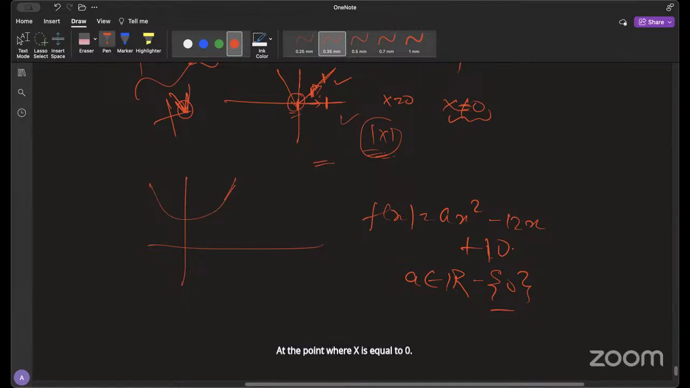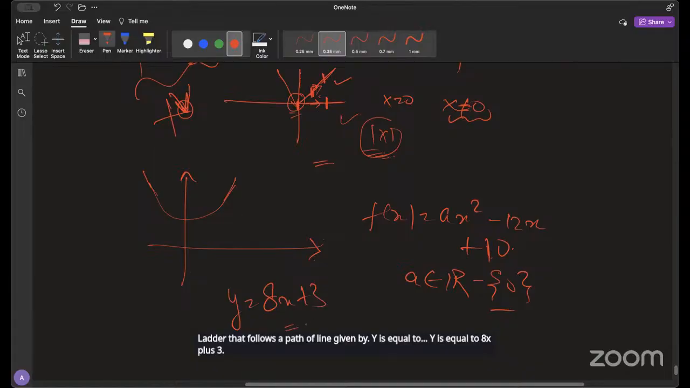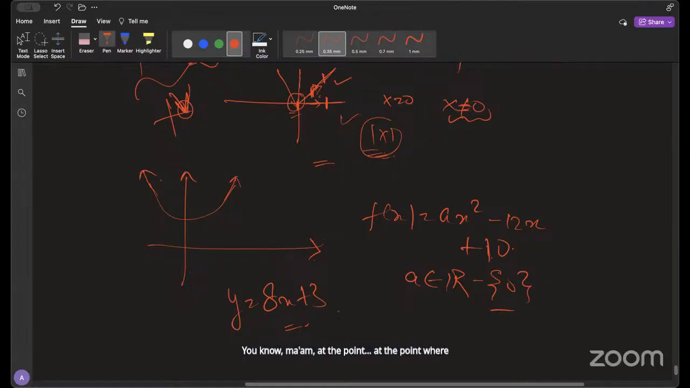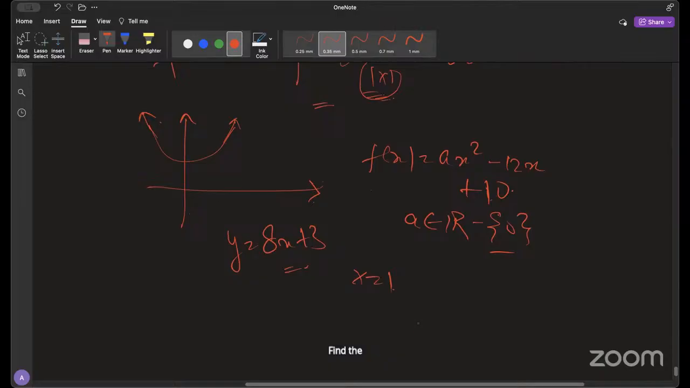Just repeat the ladder part. The ladder follows the path of the line given by y = 8x + 3. At the point where x is equal to 1, the slope of the satellite dish's curve is the same as the slope of the ladder. Find the value of a.